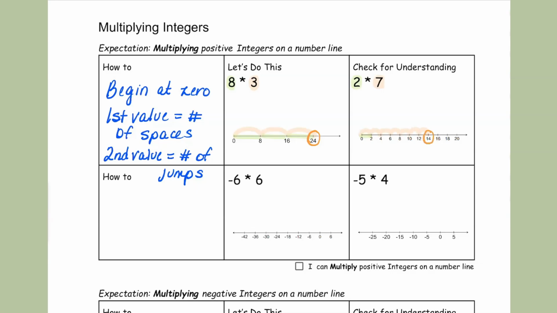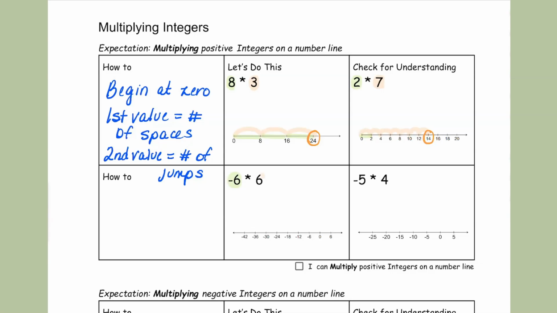In this case, I did the opposite. So I jumped 2 spaces 7 times, and that landed at 14. Positive 2 times positive 7 is 14, and we've just shown that on the number line.